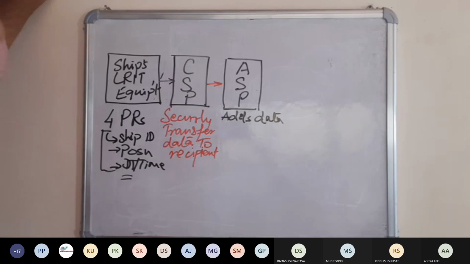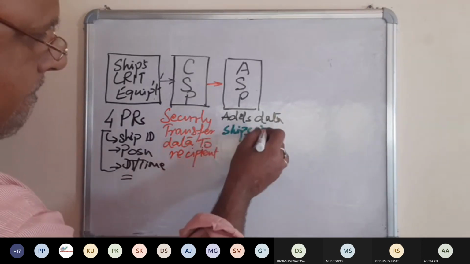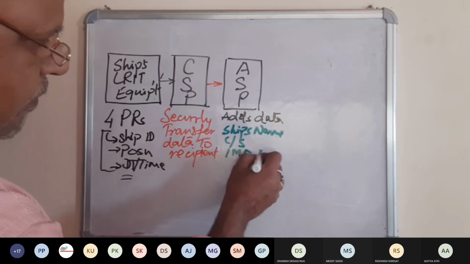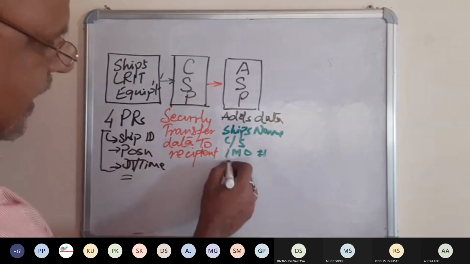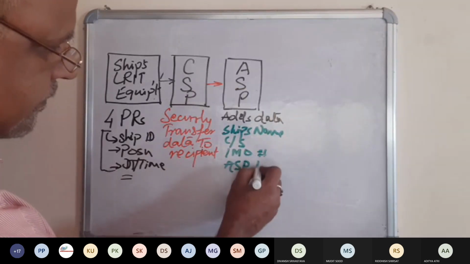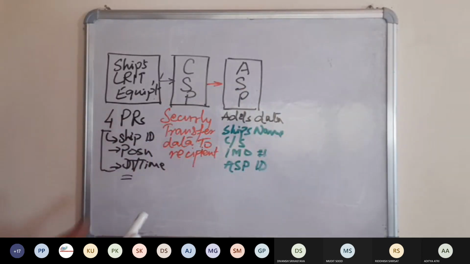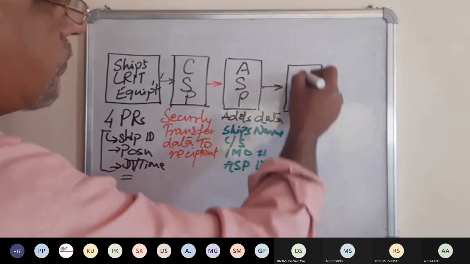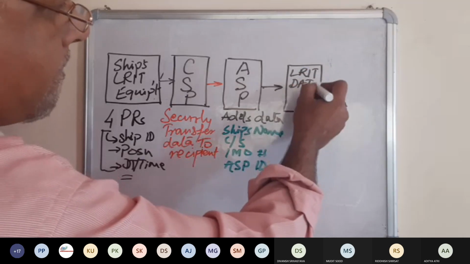So what kind of data is added? Ship's name, call sign, IMO number. Then अपनी आईडी भी ऐड कर देता है, और आगे जिसको भेजेगा, किसको भेजेगा? तो आगे ये भेजेगा डेटा सेंटर को, LRIT डेटा सेंटर.